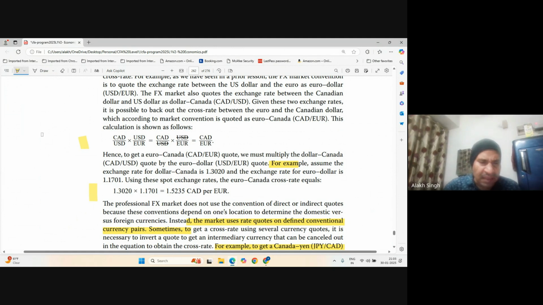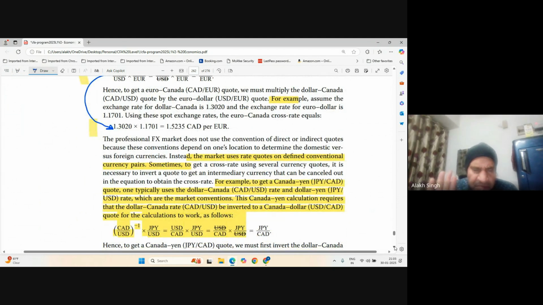Or you can write it also if you want. There is no need to type. It is like this: Canada by USD is 1.30 and USD by Euro is 1.17. So basically, it is the same equation. This part is very easy. It was not difficult.